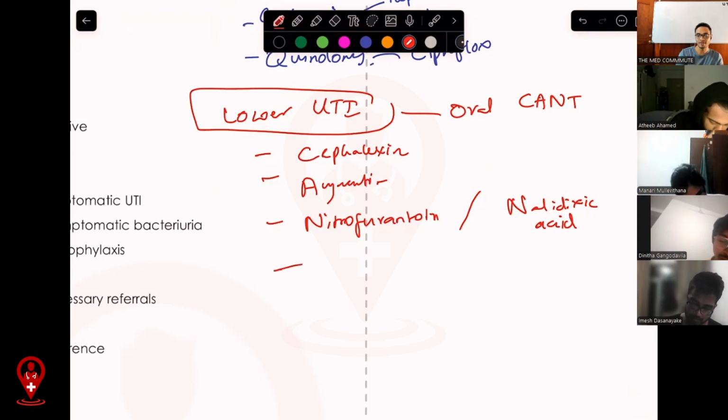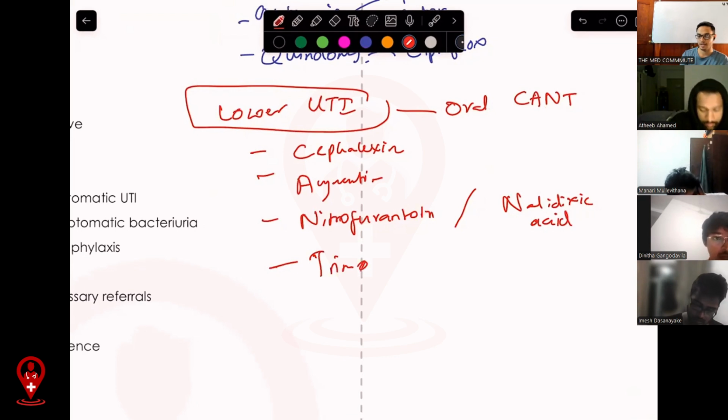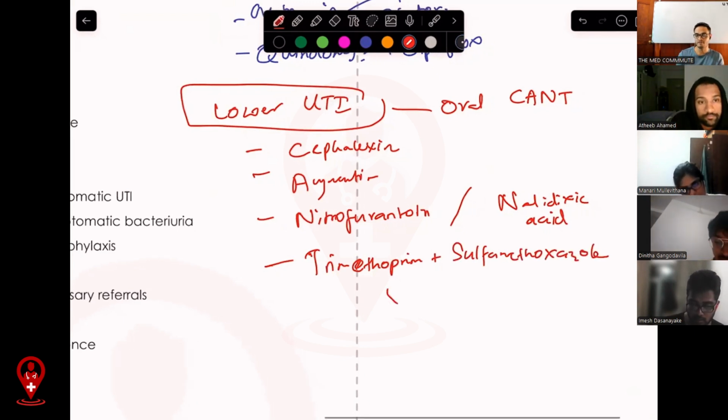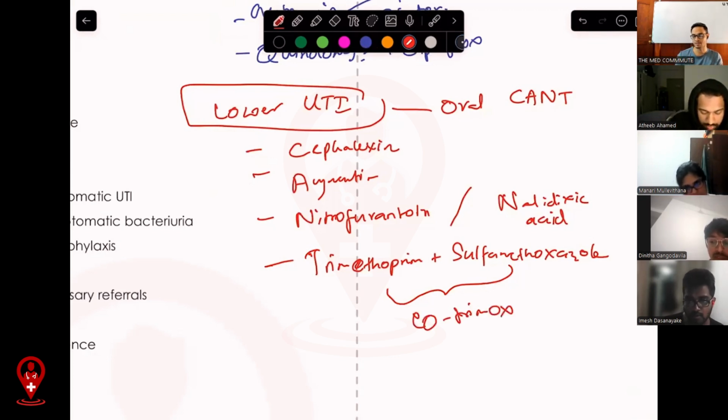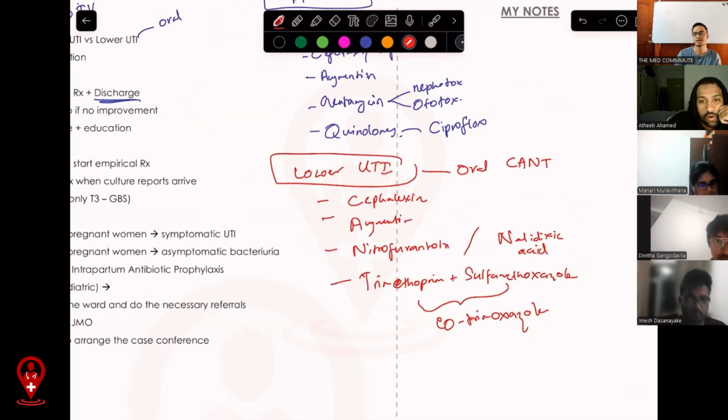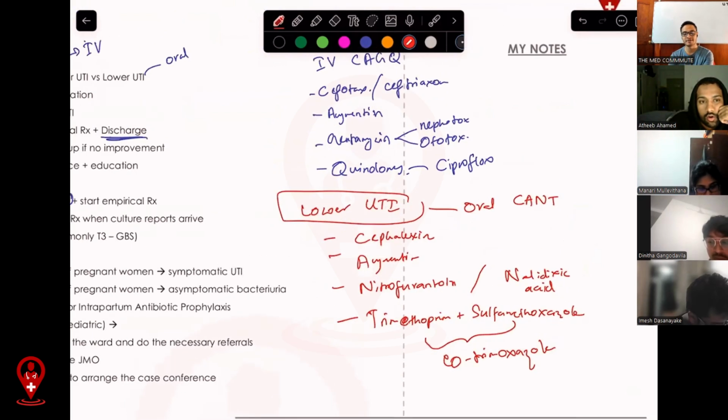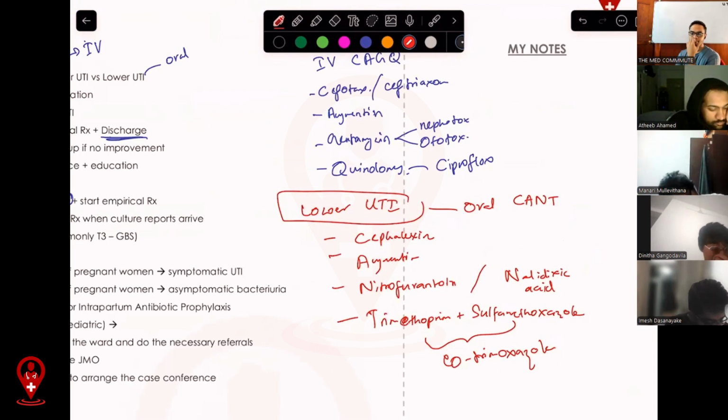Then the other one, the T, trimethoprim plus sulfamethoxazole. What is this combination called? We call it co-trimoxazole. So these are our main options based on the site. This I want you all to remember, especially for pediatrics. You must know these names. I don't want the doses, just the names.